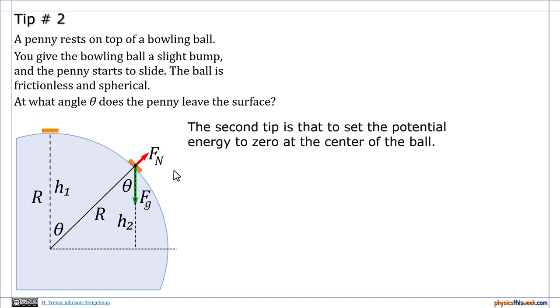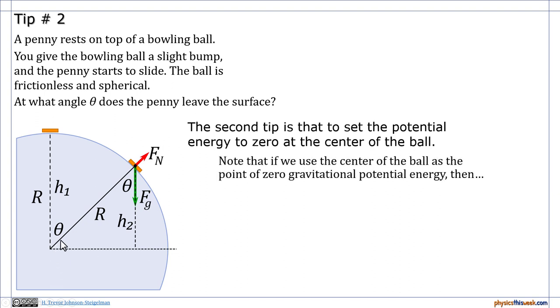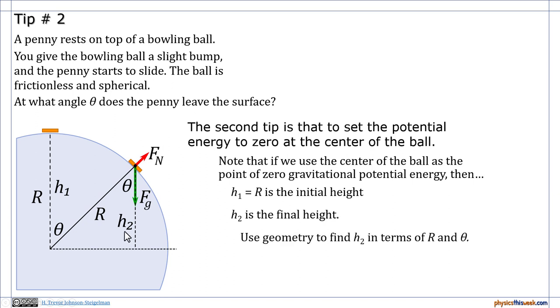The second tip is that the potential energy is zero at the center of the ball. So by setting the potential equal to zero down here, then the first height that it starts out from, this h1, is the radius of the ball. And the second height, this one over here, is the final height. And you can use geometry to put h2 in terms of r and theta.